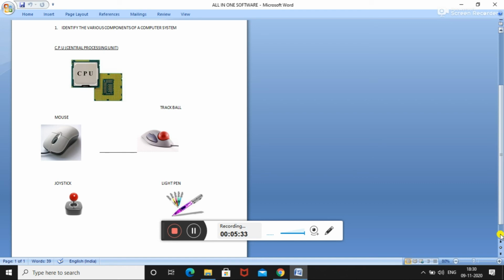Next topic, joystick. Joystick is also a pointing device which is used to move the cursor position on a monitor screen. It is a stick having a spherical ball at both lower and upper ends. The lower spherical ball moves in a socket. The joystick can be moved in all four directions. The function of the joystick is similar to that of a mouse. It is mainly used in computer-aided designing and playing computer games.